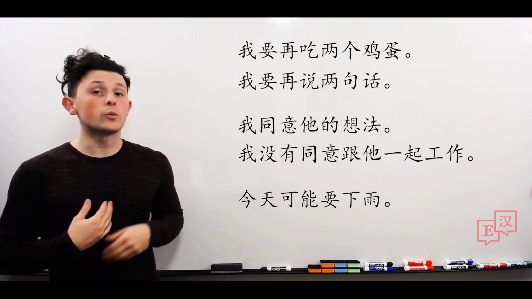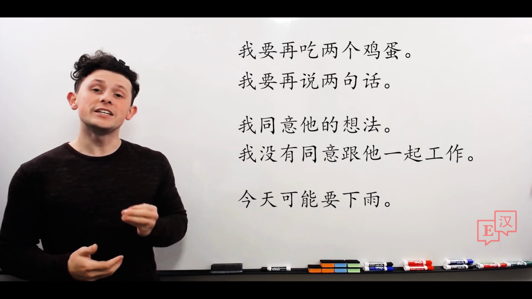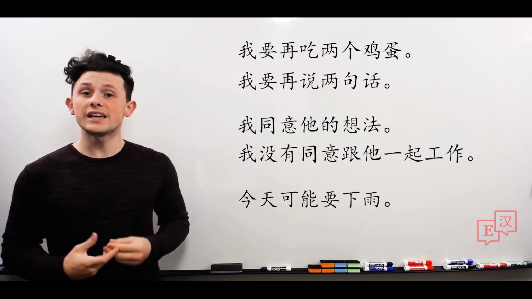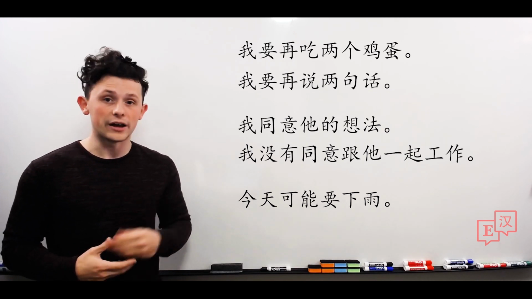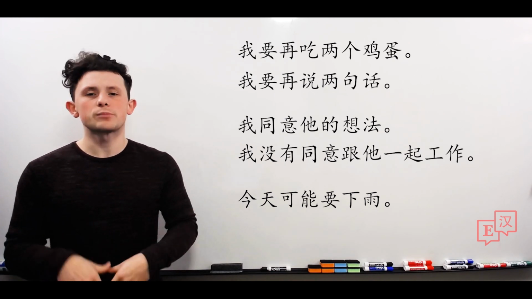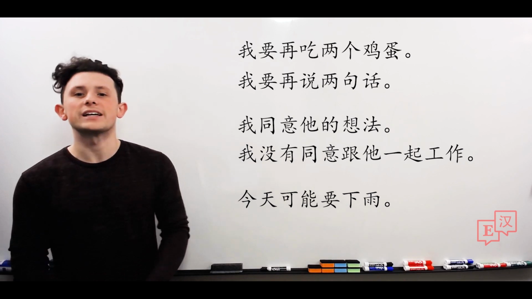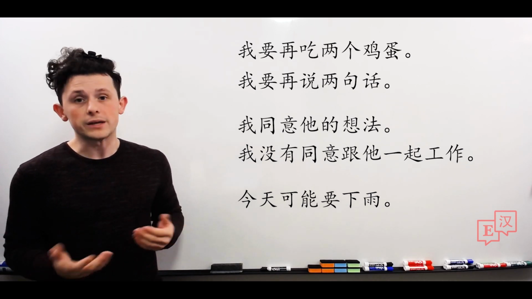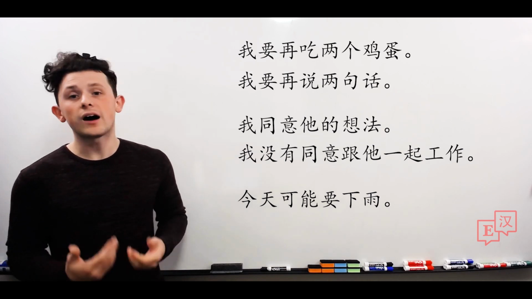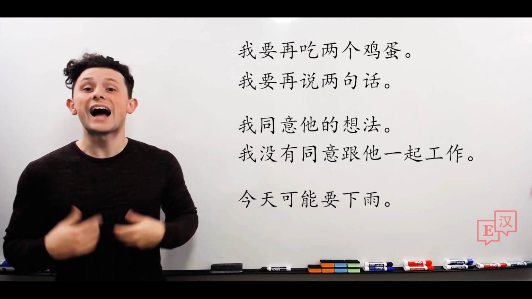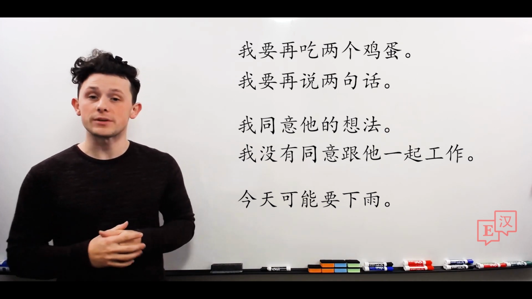So for instance, if you wanted to say it's likely to rain today, 今天可能下雨, or 今天可能要下雨. So today it may rain. Here you're simply expressing a baseline possibility. You're not saying it's very likely, you're not saying it's unlikely, you're just saying maybe. 今天可能要下雨. But you can also use 可能 to express a high probability or a high chance of something happening.